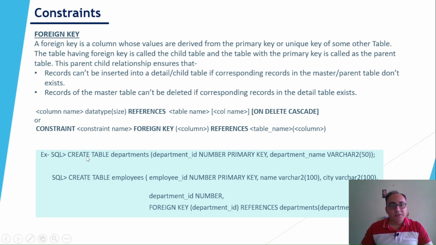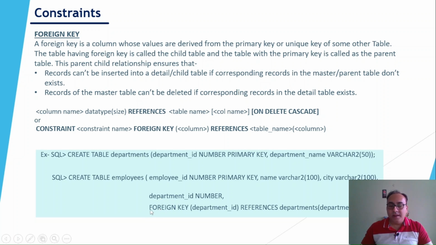In the first example, CREATE TABLE departments. Here we are creating the table departments. In this table we have two columns, department ID and department name, and department ID is the primary key. Now let's talk about the second table, CREATE TABLE employees. This table has 4 columns: employee ID, name, city and department ID. Here employee ID is the primary key, and the foreign key is department ID.